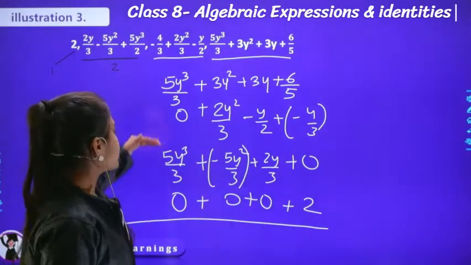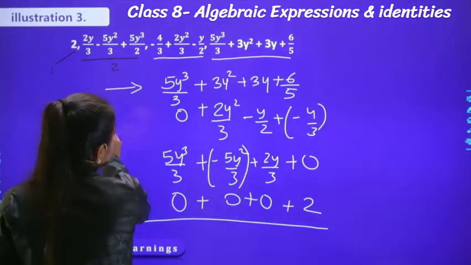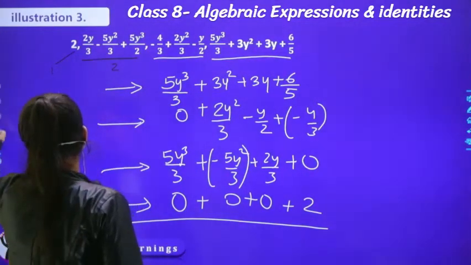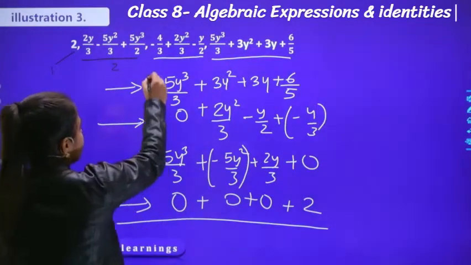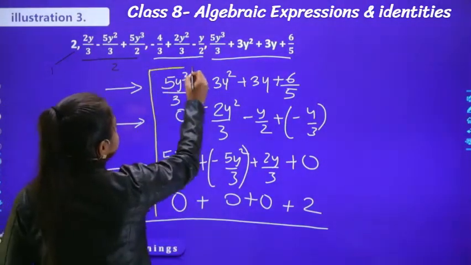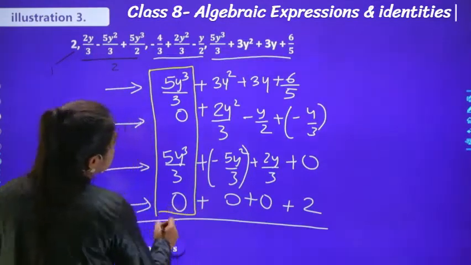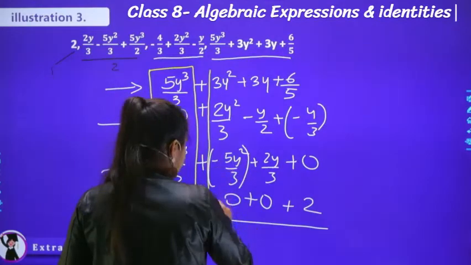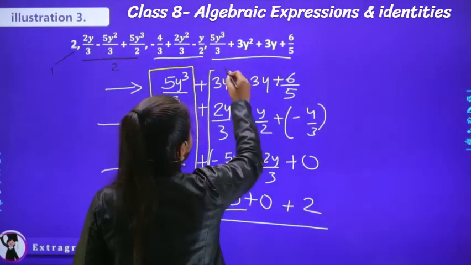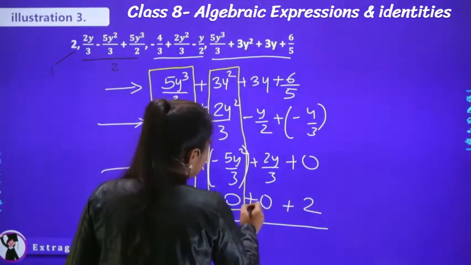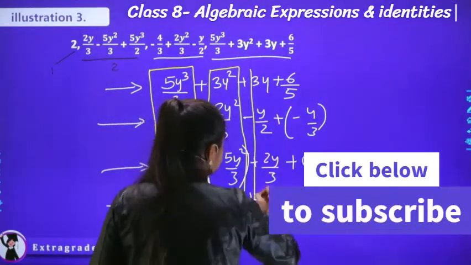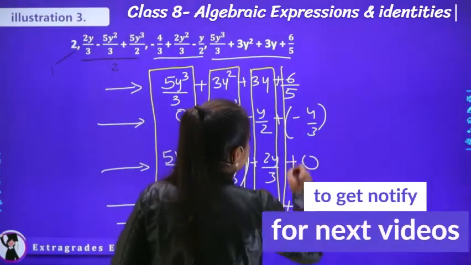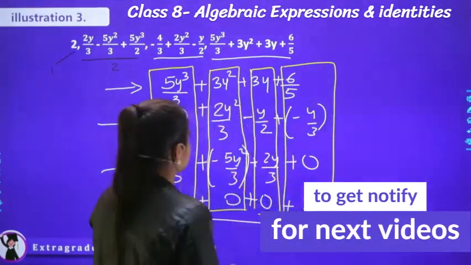Now these 4 expressions we need to add. To add these expressions, what are we going to do? This is our first column we need to add. This is the second column. Then we have the third column, the y column. And then at last we have the constant column, so we have to add the constant column.